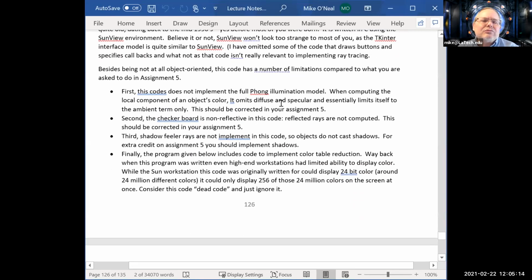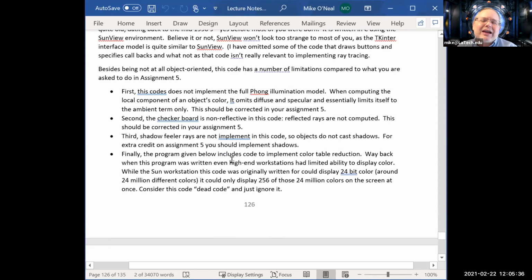So what does this thing do? What does it not do? It does not implement a full Phong illumination model. The local color is just treated as an ambient color that I set. My checkerboard in this code is non-reflective. Yours must be reflective. I don't implement shadow feeler rays. You should do that to get some extra points.